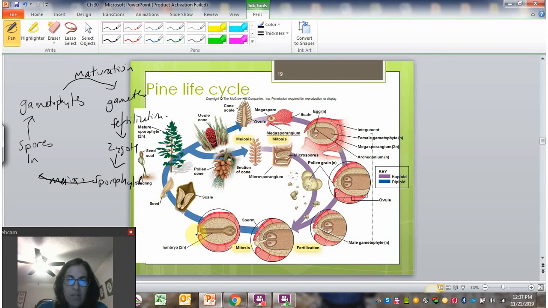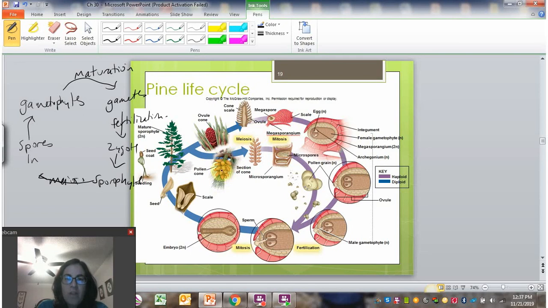So let's take a look here at the mature sporophyte. So we'll start here with the sporophyte. This is the tree that we're all familiar with, right? And so within the sporophyte, there will be certain places where it will commit to reproduction. So it will make cones, right? That's how it commits to reproduction. So within the tree, it will make either an ovule cone or a pollen cone.